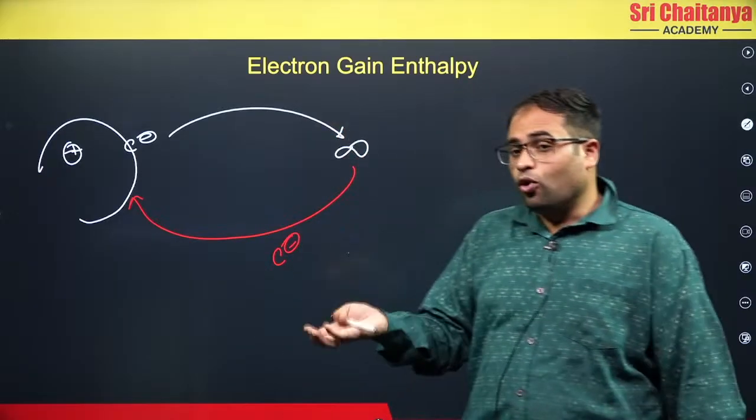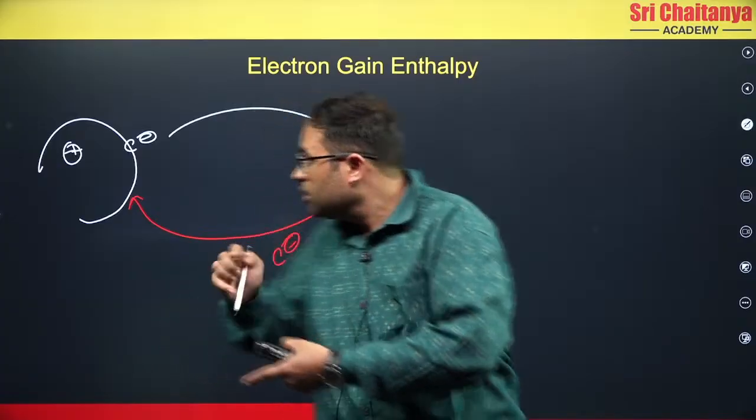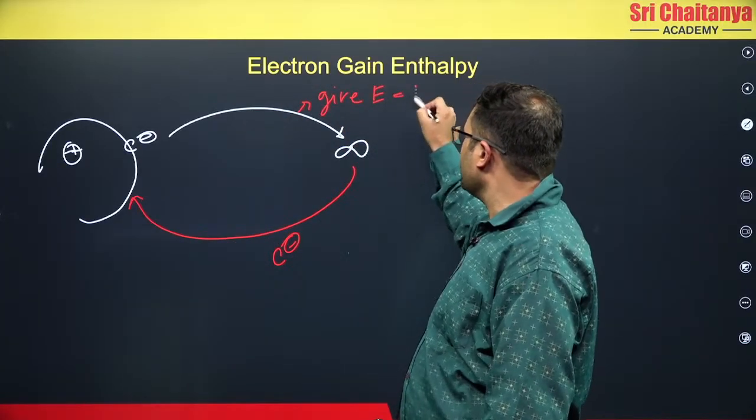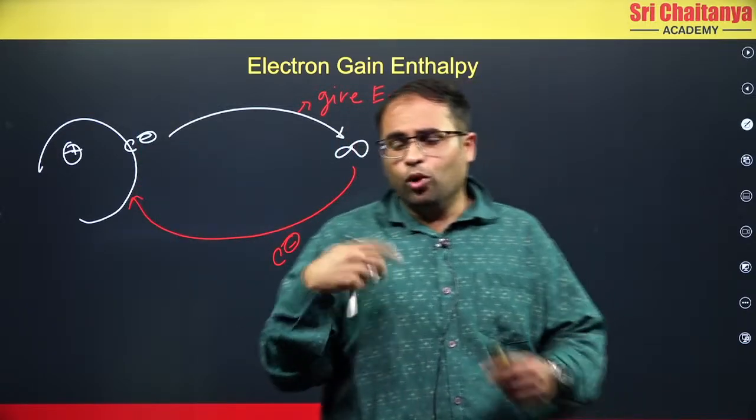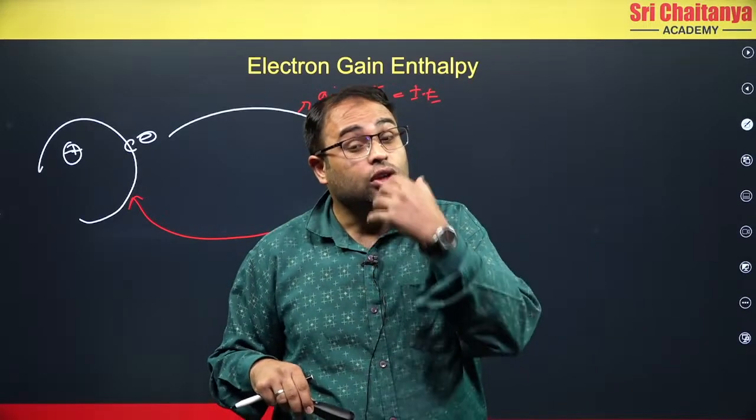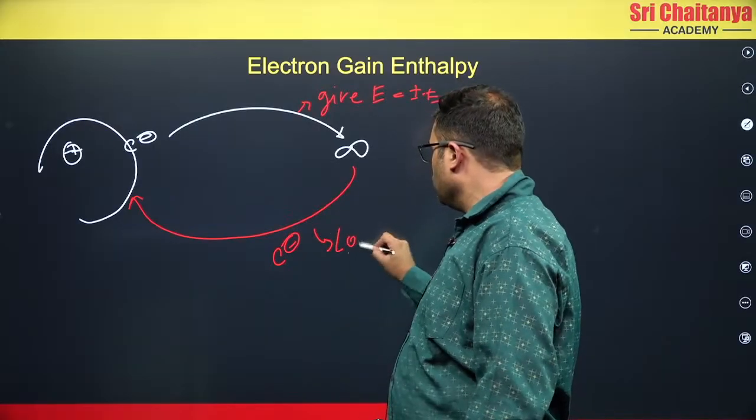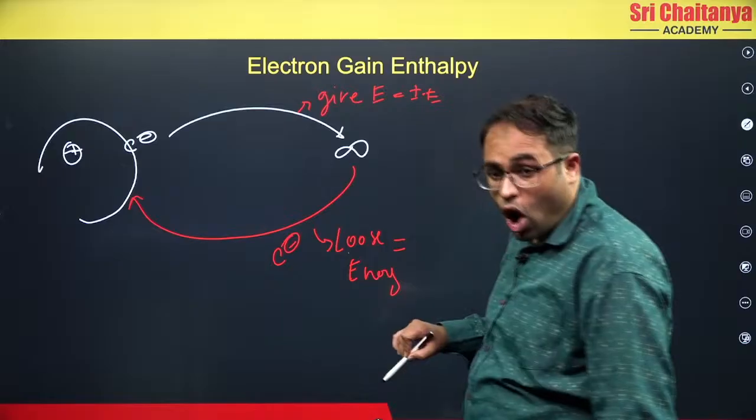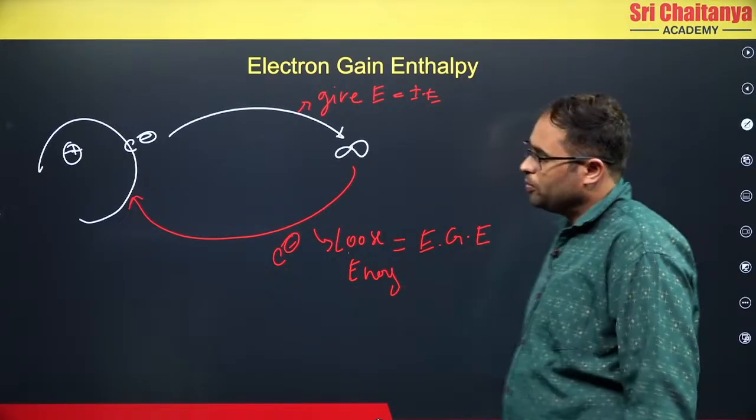Now for removing an electron you had to give energy, correct? You had to give energy, which was your ionization energy. So now, to put the electron back, you have to lose energy. So this is lost energy, and this energy which is lost is called electron gain enthalpy.